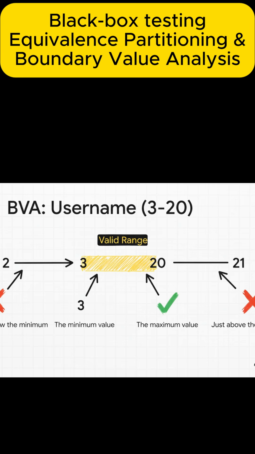2, which should fail, 3, which is the very first valid number, 20, the very last valid number, and 21, which should fail. Trust me, these 4 test cases are way more likely to find a bug than just testing random values like 10 or 15. So here's the pro move. Use equivalence partitioning to find your classes, and then use BVA to pick the absolute best test values.